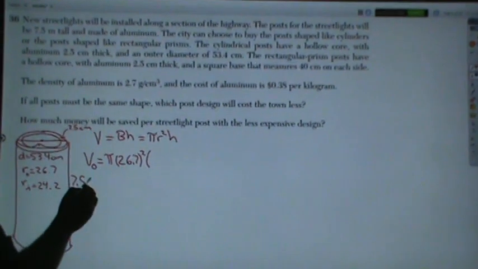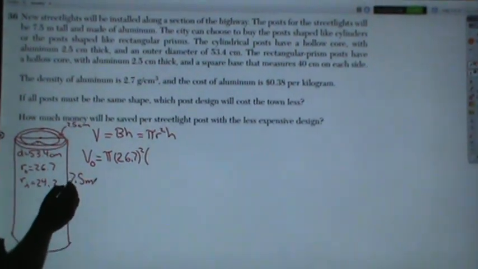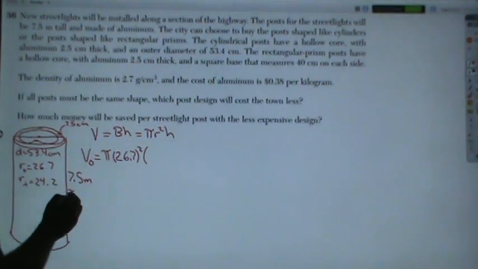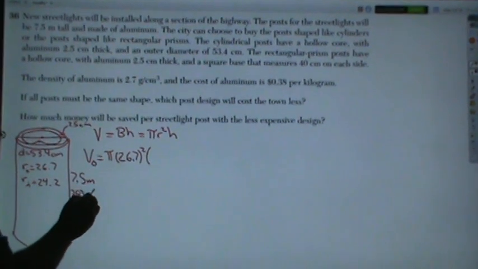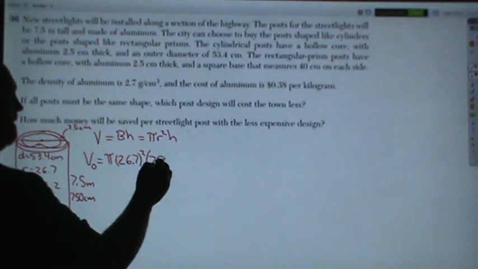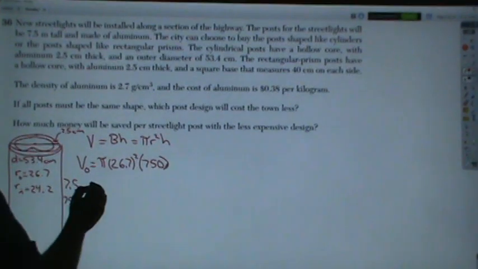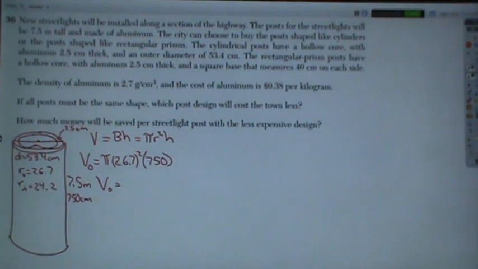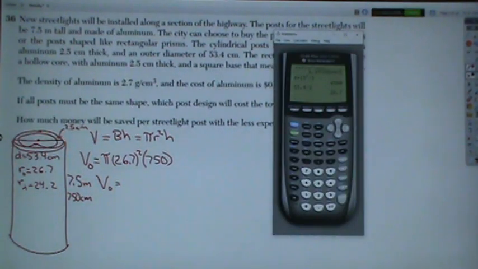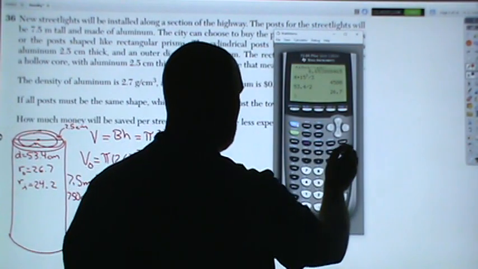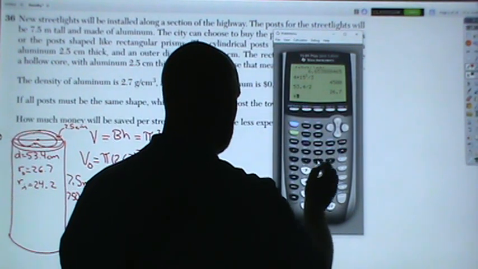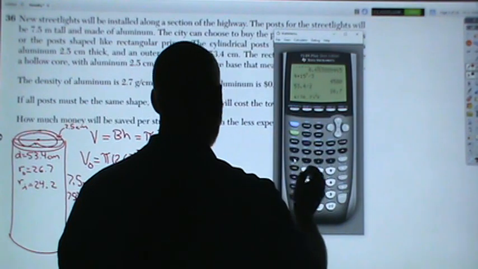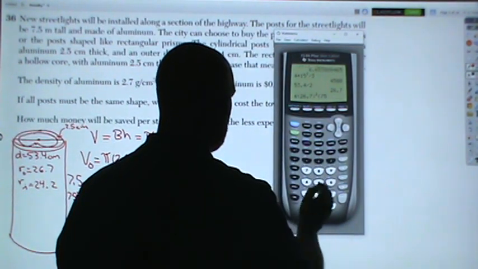Well, the height of the post is supposed to be 7.5 meters, but all of this is measured in centimeters. So I have to multiply this by 100, or move the decimal place 2 places to the right. So we're going to have 750 centimeters. So times 750. So again, I'm probably putting this in my calculator. So I'm going to have pi times 26.7 squared times 750.